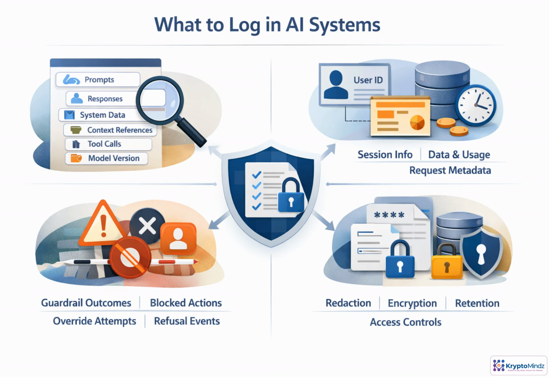Effective AI logging is about evidence with restraint. Capture the interaction: prompts, responses, system instructions, retrieved context, tool calls, and model version. Capture the operating context as well, including user or session identifiers, authorization, data sources, latency, token usage, and request metadata. Also record safety decisions such as guardrail results, blocks, overrides, refusals, and escalations. But treat logs as sensitive data. Redact, tokenize, encrypt, limit retention, restrict access, and make records tamper-evident.